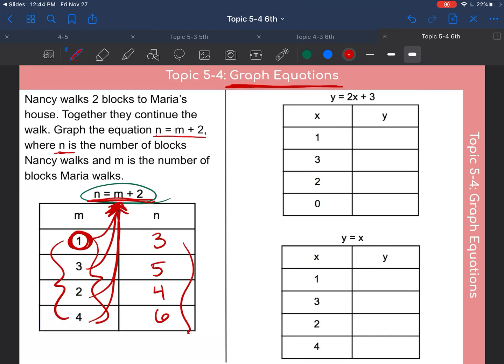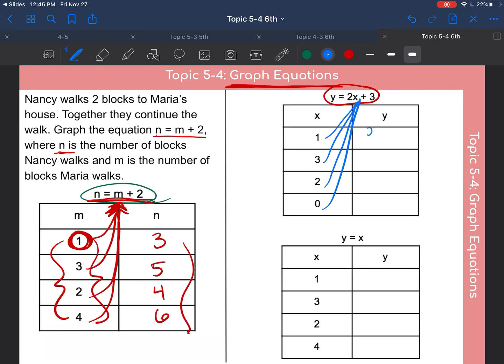All right. And let's look at the next one. Let's just complete all of these tables right now. So this one right here is y equals 2 plus x. So again, we can plug in all of these and get values for y. Okay, so do that right now. Plug in all of these values in for x and see what the corresponding y is.